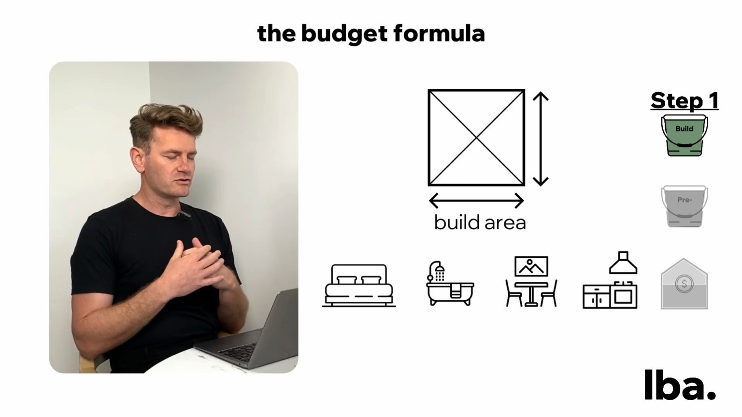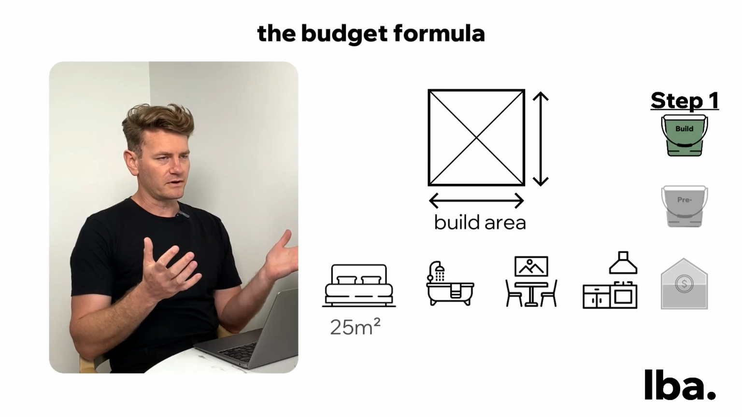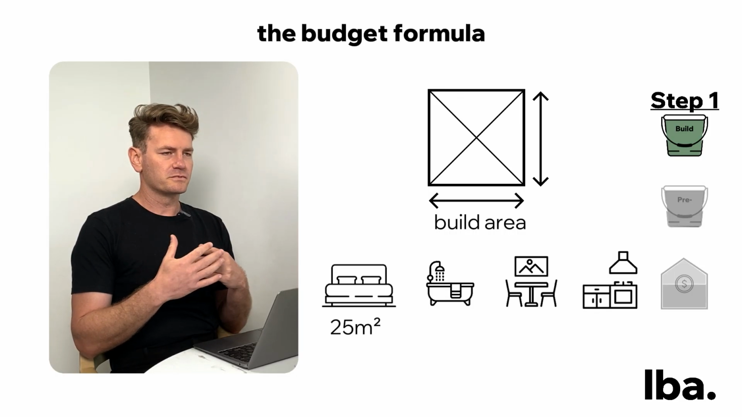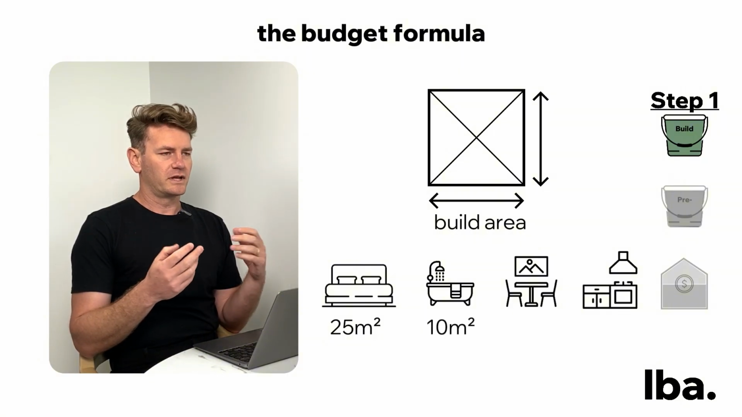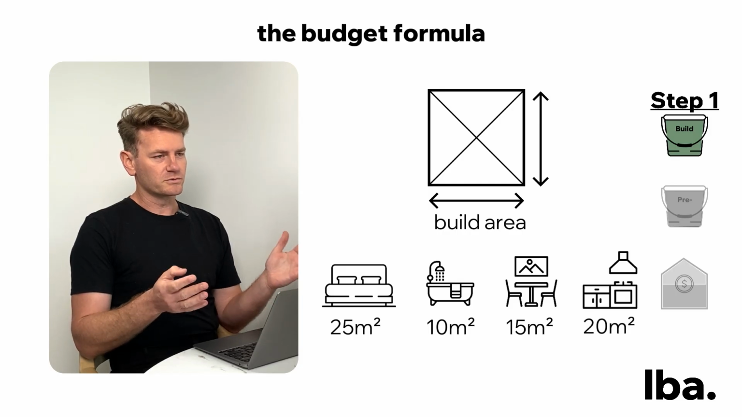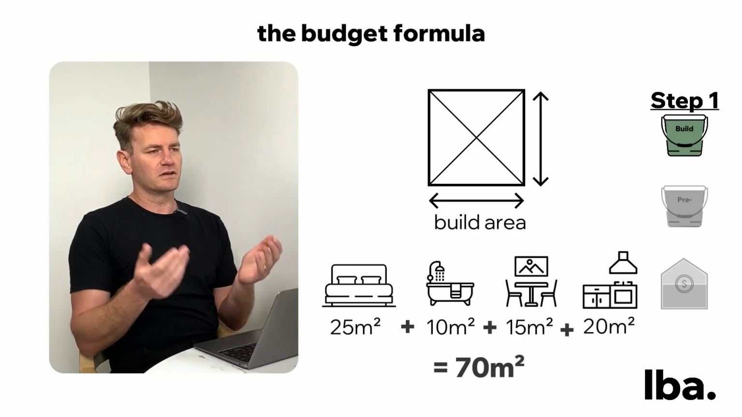So let's say a new master bedroom is roughly 25 square meters. Fairly generous, but a good size. Then the bathroom, say 10 square meters, plus the dining 15, plus the kitchen 20. So overall, in terms of your total building area, you've got around 70 square meters.